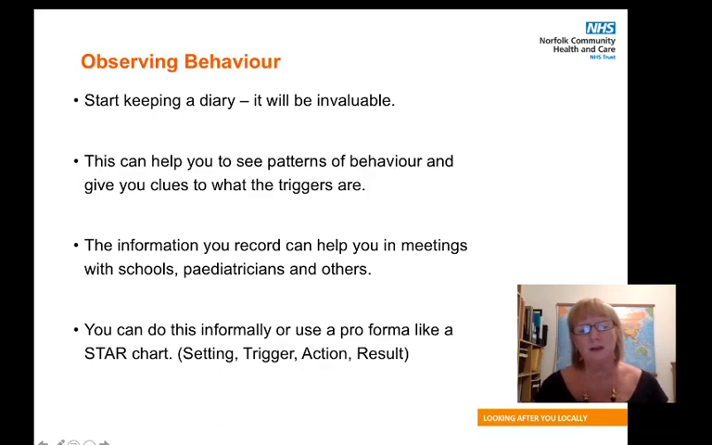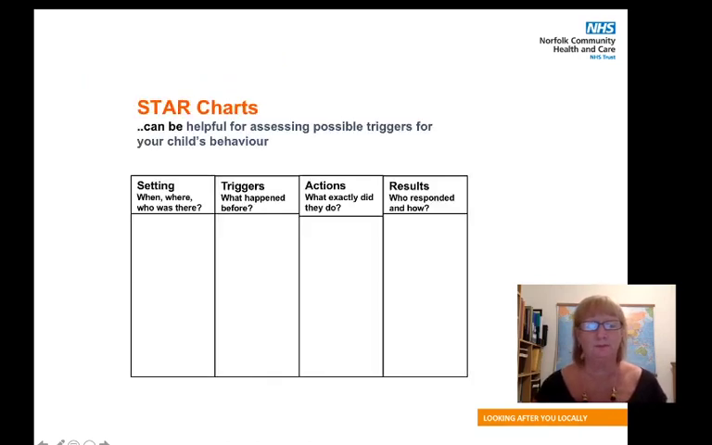Now, observing their behaviour is crucial, and you can do this fairly informally, or you can use a pro forma like a star chart. A star chart is not the kind of star chart which you may think of. It stands for setting, trigger, action and result. And I've got an example. So they can be really helpful and help you to formally sort out what is exactly going on and look for patterns.